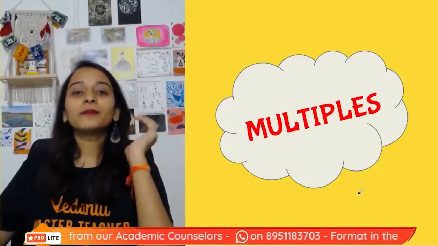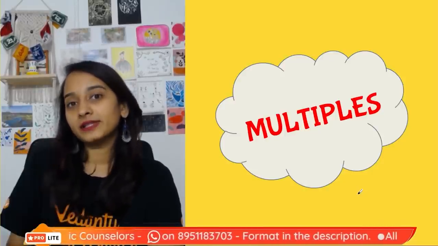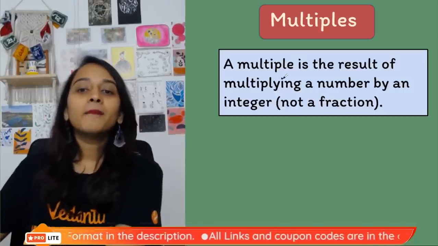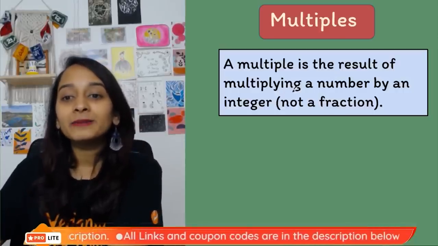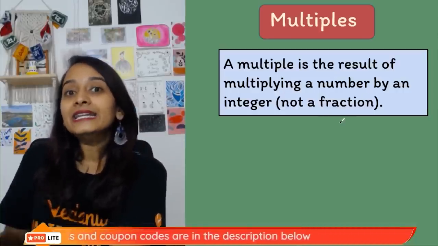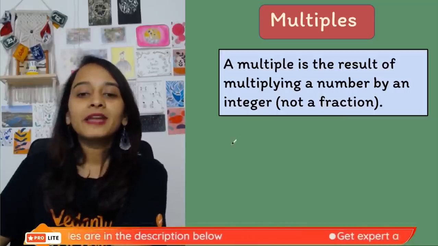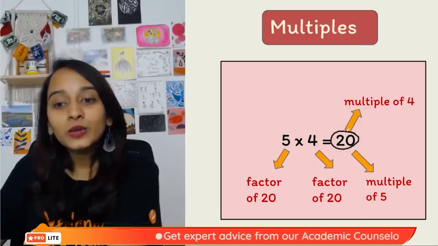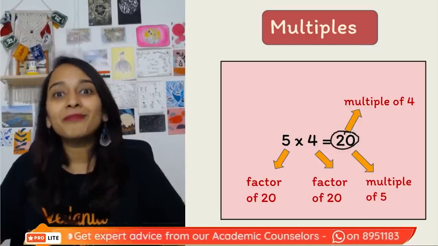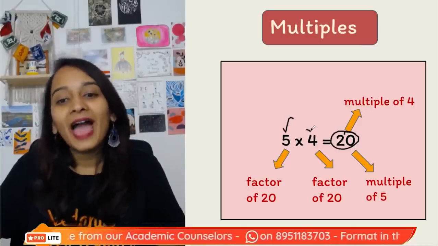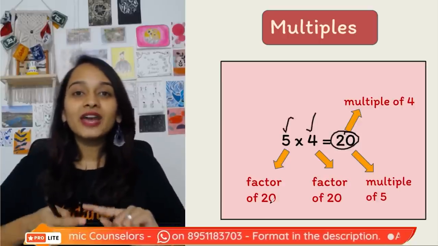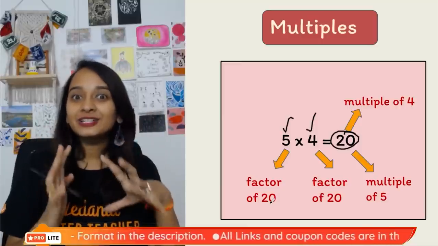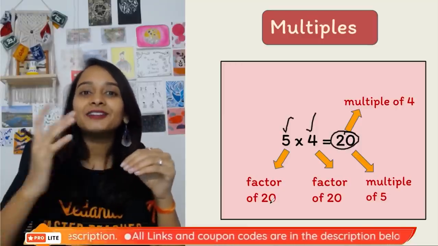Now, let's talk about the next one, which is multiples. Factors are done. Now let's talk about multiples. A multiple is a result of multiplying a number by an integer, not a fraction. Matlab, if I take a number 5 and multiply with 4, I am getting 20. So 20 is a multiple of 5 and 4, and 5 and 4 are factors of 20. Did you know all these tables that you have learned? They are nothing but factors and multiples.